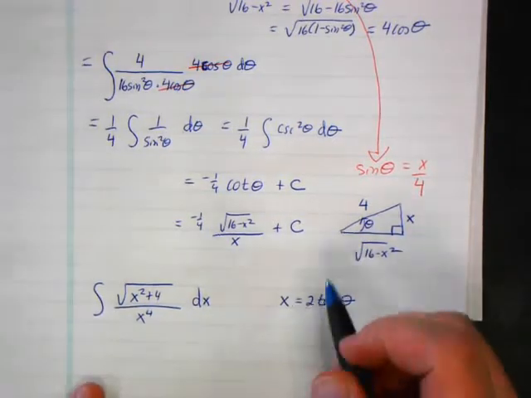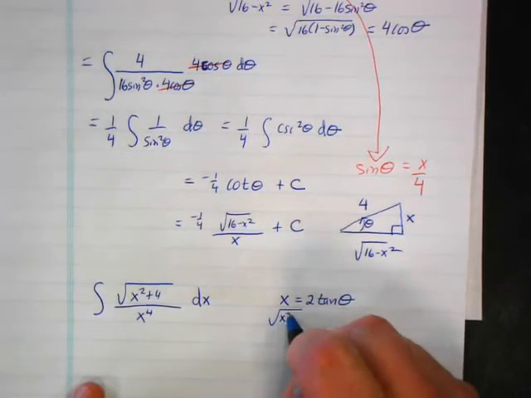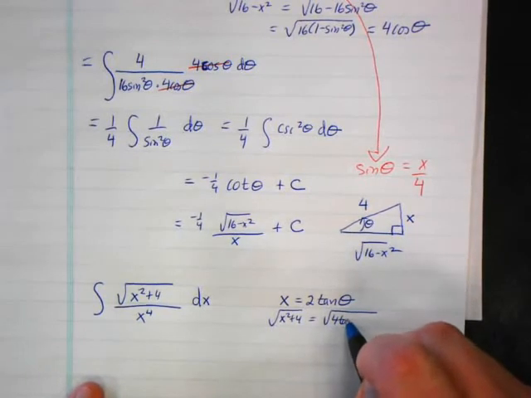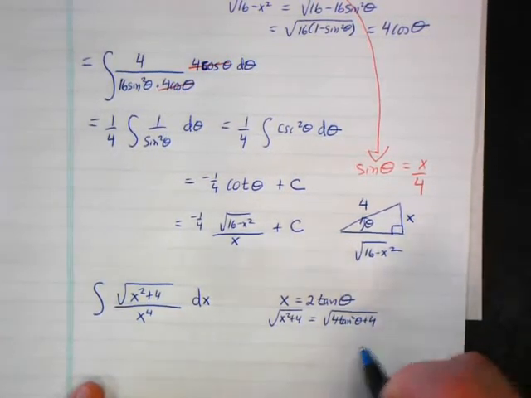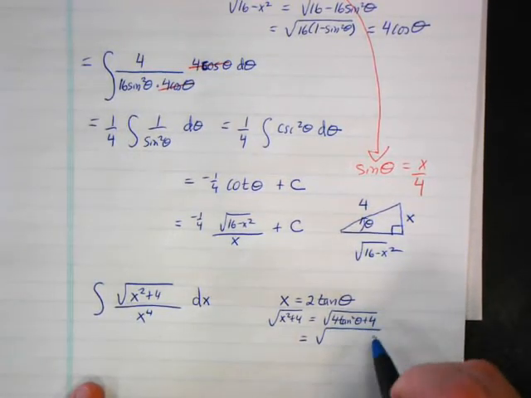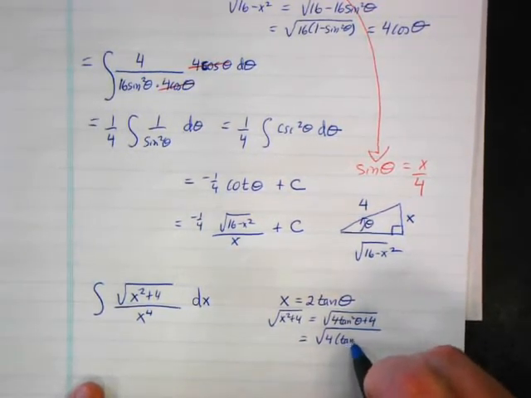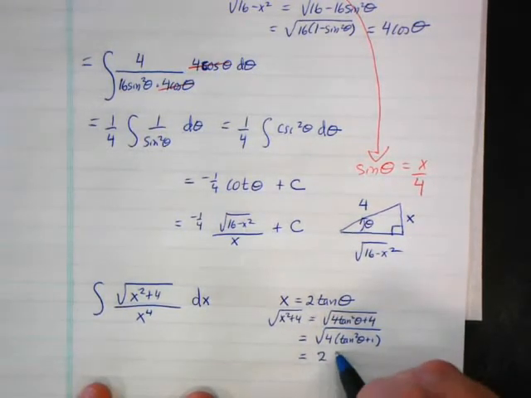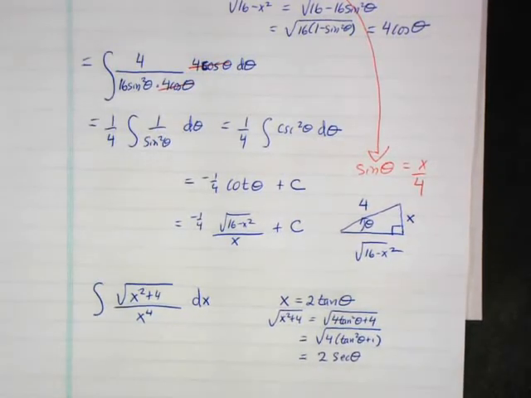Then we got to do this little work here. So the square root of x squared plus 4 becomes the square root of 4 tangent squared theta plus 4. Factor the 4 out. That's square root of 4 times tangent squared theta plus 1. We use our Pythagorean identity. Tangent squared theta plus 1 is secant squared. So when I do square root, I'm just going to be left with secant. So this is going to be 2 secant theta. Again, the whole idea behind these is to get rid of the square root. That gets rid of the square root.